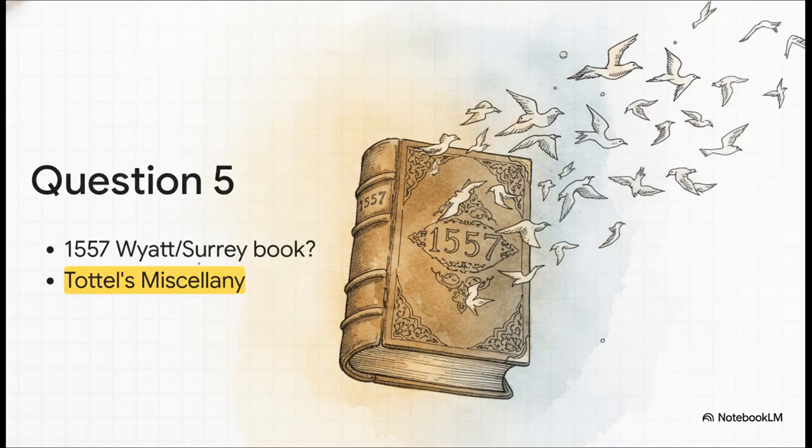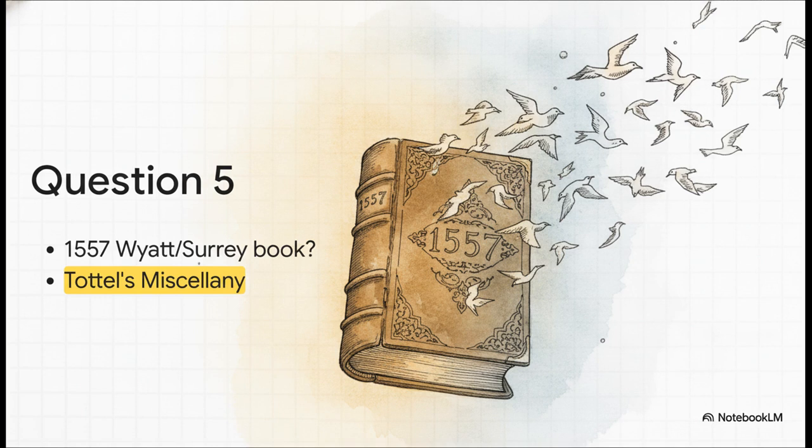So how did the public actually get their hands on these newly structured poems? Let's hit question 5. What is the name of the 1557 collection where the poems of Wyatt and Surrey were published? A. Astrophil and Stella, B. Tottel's Miscellany, C. Amoretti, or D. The Faerie Queene? The correct choice is B.